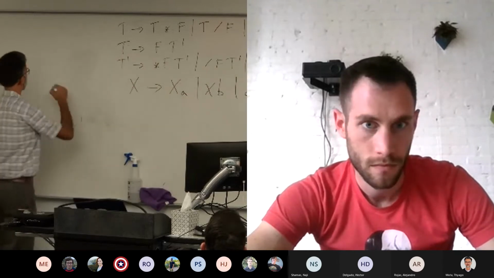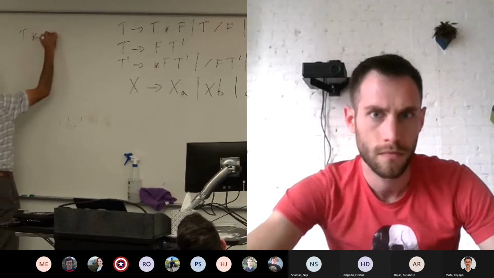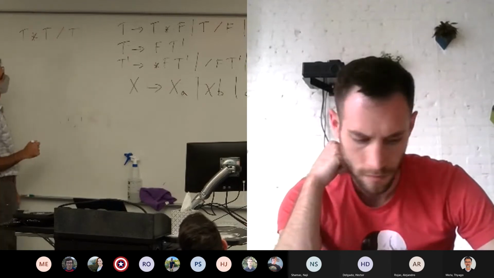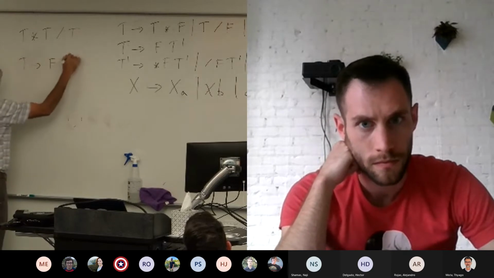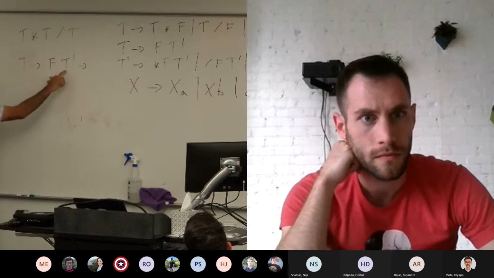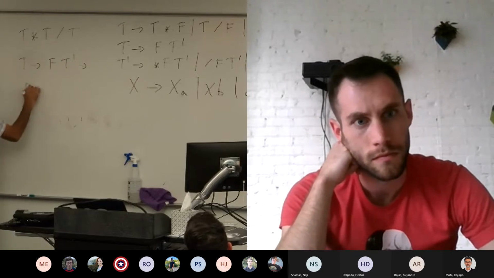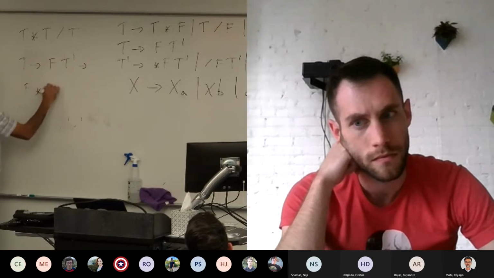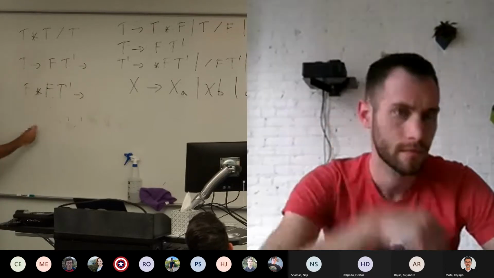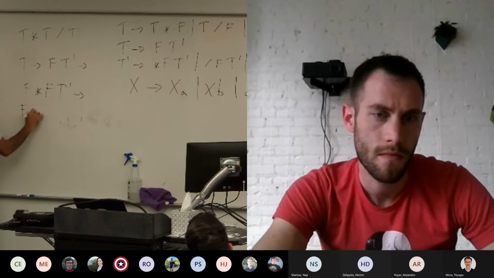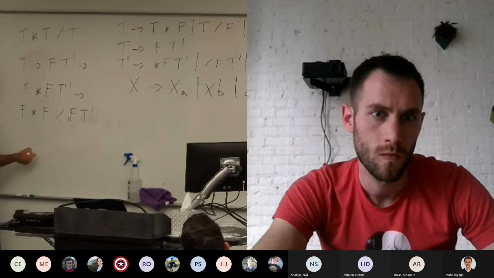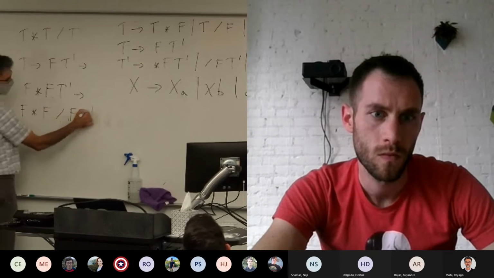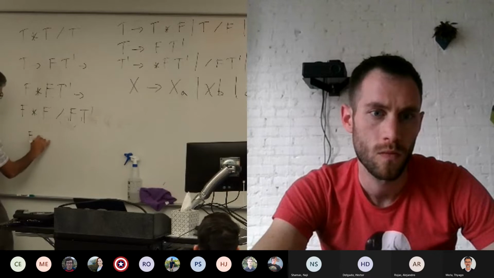But if you want to do, for example, T times T divided by T, for example. So using the new productions, you do F T prime. Then you turn this T prime into multiplication F T prime. Okay, and then you turn this one now into division F T prime. Right, so you have all that you want. You just need to turn T prime into epsilon. Good.